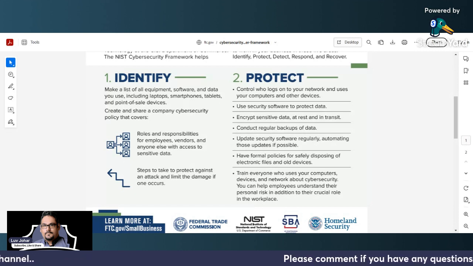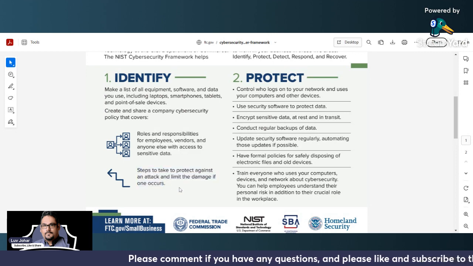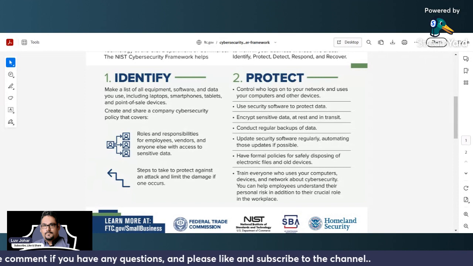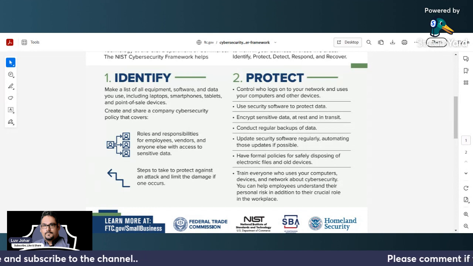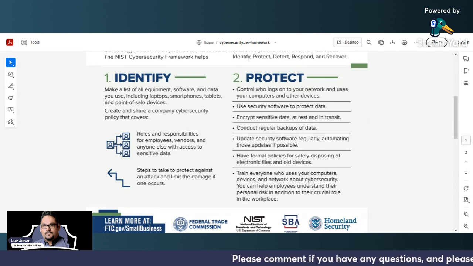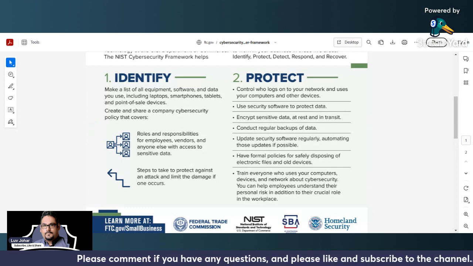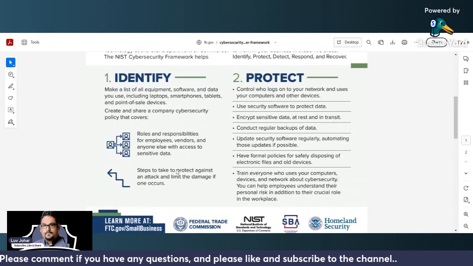And what else? You have to define the steps to take to protect against an attack and limit the damage if one occurs. So in this cybersecurity policy, you also create some sort of framework for incident management, security incidents, and security attacks, and how you manage a security incident in case it happens. So this comes under identify.